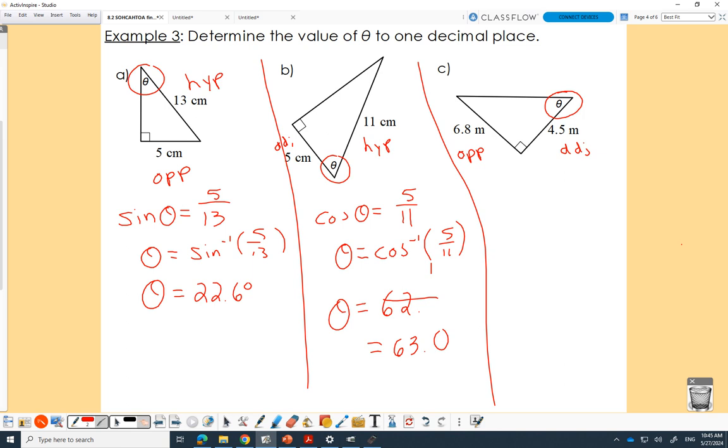I've done the circling and the labeling. I've done Friday's work for you just in case you didn't do any homework.